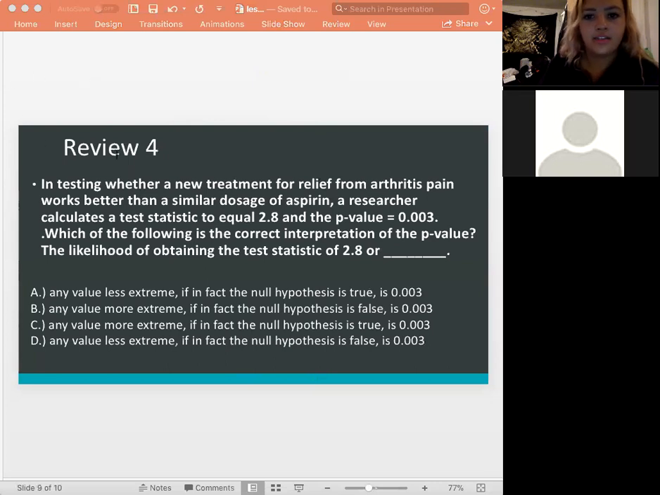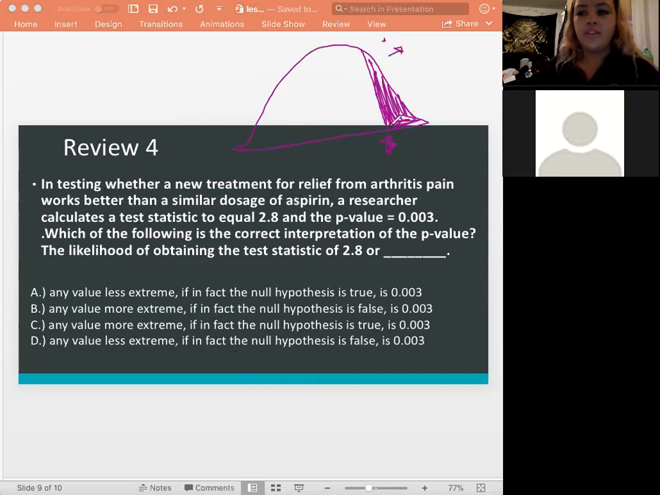Okay, so let us look at this. Remember, when we're talking about p-values, we're talking about a more extreme value. For example, here this is talking about if it's better. If we look at a curve and the sample you got was here, your p-value is going to be the area that's shaded in. So if it's better than, it's going to be to your right, positive. This is the probability of getting this value or one more extreme, because you're not shading in all this other stuff. This is basically asking whether we got this by chance or not. So the likelihood of obtaining that test statistic, our answer is actually going to be C, because it says or any value more extreme, if in fact the null hypothesis is true, which is something we always want to assume. We always assume that the null is true.